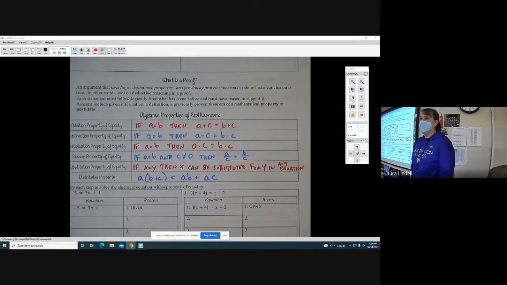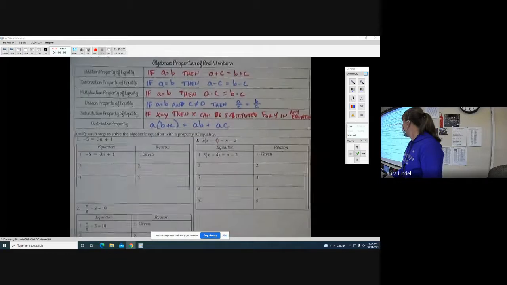Alrighty. So now that we have those properties, we're going to go through and solve some equations, and we're going to put reasons next to each step. So we're going to basically tell what we did in the step to make it work so we can go to the next step.